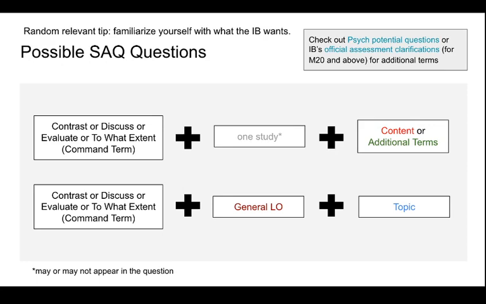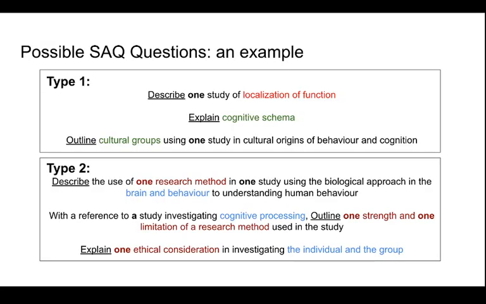So next we have outline, describe, or explain the general learning outcomes, the general LOs, plus topic. So the general learning outcomes, as you may know, is research methods and ethical considerations. If you have no idea what I just said, here are some examples to help you understand it better.